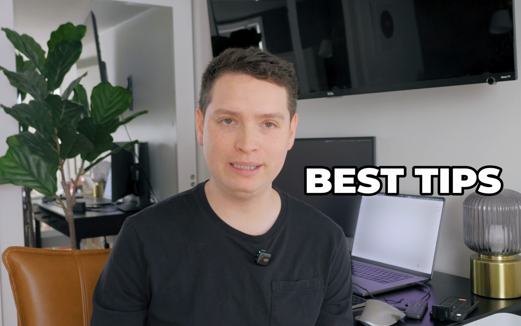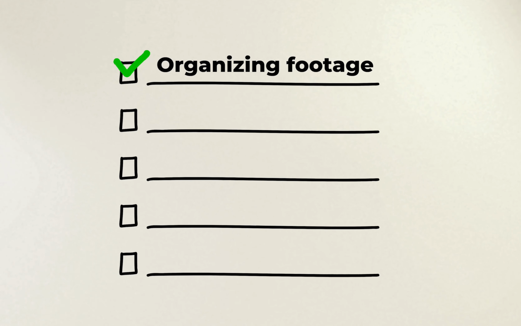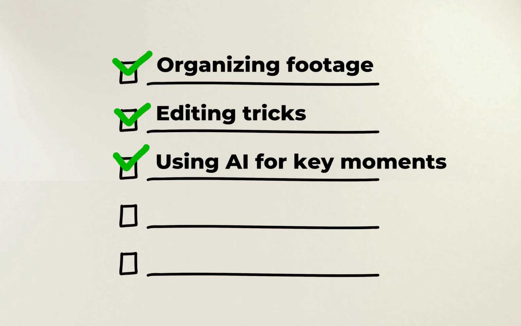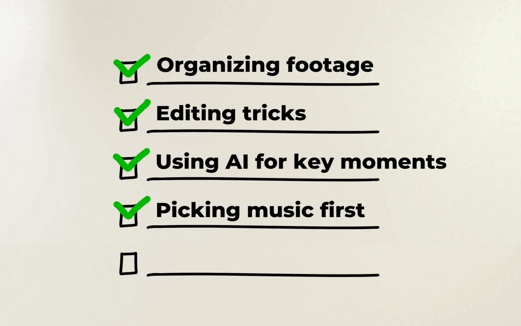Wedding films take forever to edit, but what if I told you there's a way to cut that time in half without sacrificing quality? Today, I'm giving you my best tips to speed up your wedding film edits while still keeping them cinematic and emotional. In this video, I'll cover organizing footage the smart way, editing tricks, using AI to find key moments, picking music before you edit, and much more. So let's jump right in.